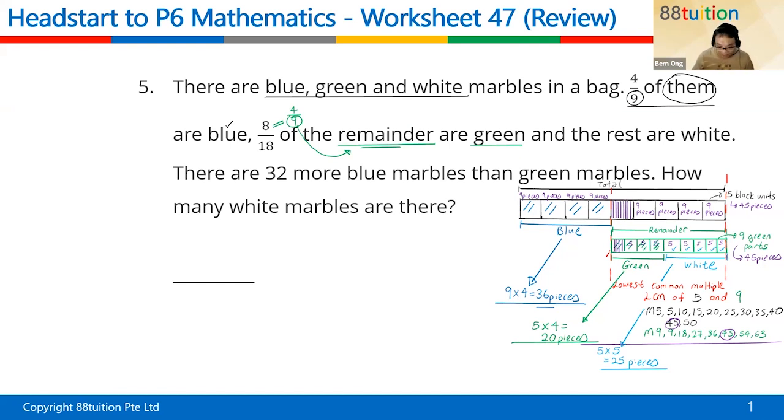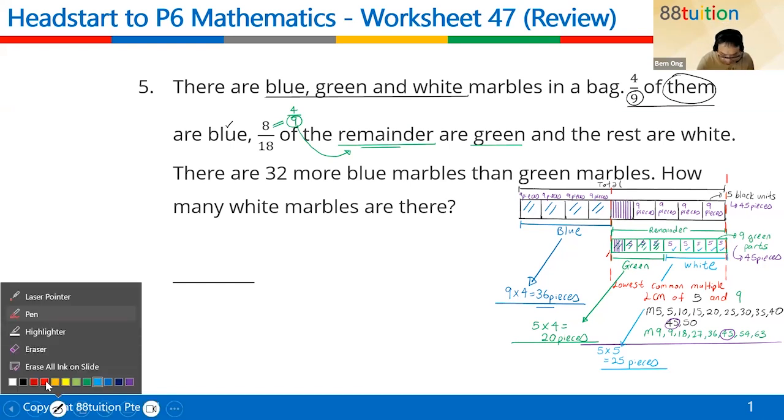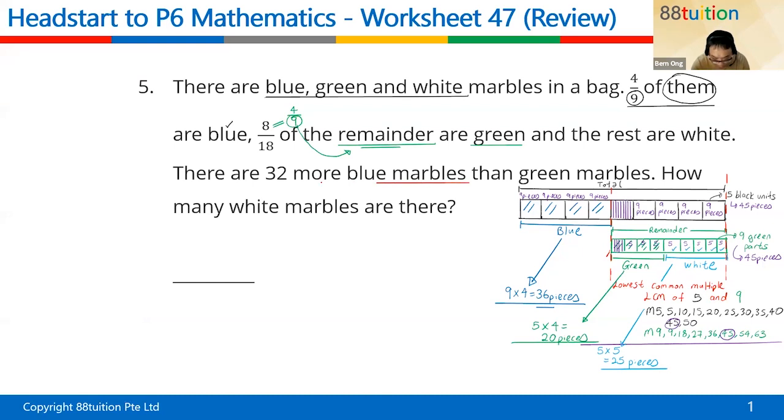Okay, now let's look at the final clue. There are 32 more blue than green. We are comparing blue and green. The blue is 36 and the green is 20. Is it true that there's more blue than green? Yes. All right. So down here is true. There are 36 pieces of blue and there are 20 pieces of green. Is it true that there are more blue? Yes. There are 16 pieces more blue than green.